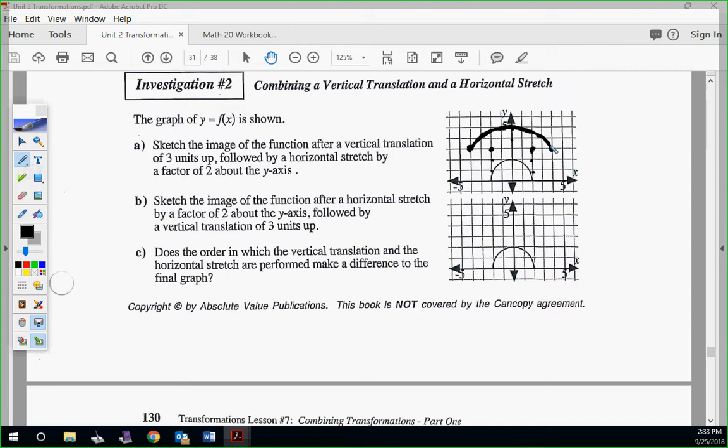Okay. Sketch the image of the function after horizontal stretch by a factor of 2. So now we're going to stretch it first. So I'll make sure to do it 4 and 4. So it's stretched there. Remember, when you stretch, the y-intercept stays the same, so it's right there. And now we're going to move it 3 units up. So these 3 dots, I'm going to move up 3. Is it the same thing? Yep, no change. So that was okay. We good?